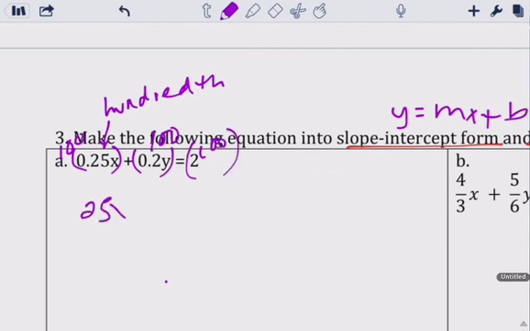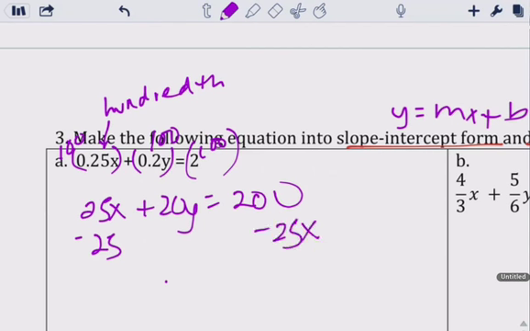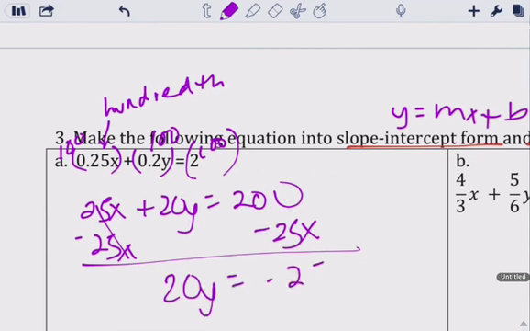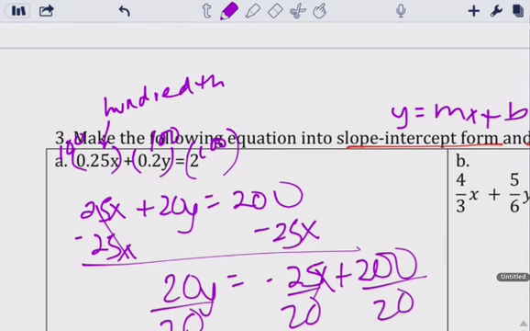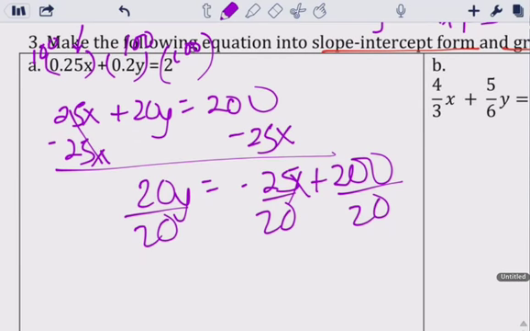That's 25x times 100 plus 20y equals 200 minus 25x, negative 25x plus 200. Don't forget the x, divide by 20. Oh man. Y equals negative 5 over 4x plus 10, right?